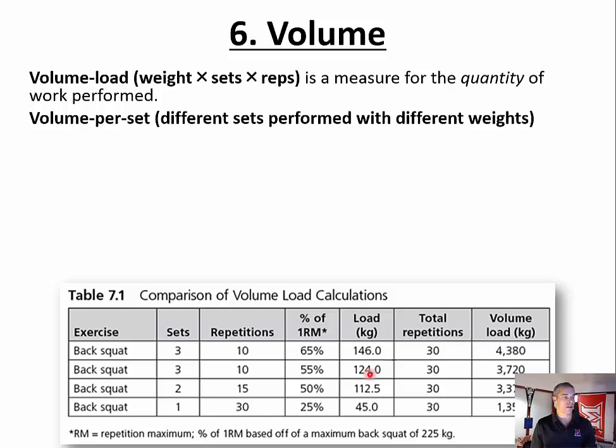Now, if we're going to do something like 1 set of the back squat for a high number of reps, let's say in this example, 30 reps, that's going to be a lower load, corresponding in this example to 45 kilograms. Take the 45 kilos times the total number of reps, again that's 30, and that gives us a lower volume load compared to the first example of only 1,350 kilograms.